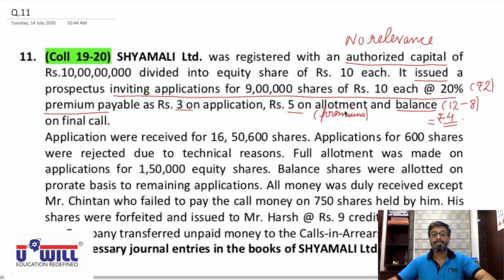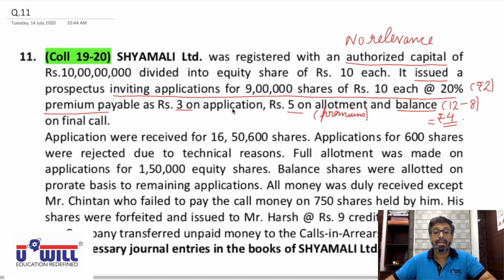And it should be mentioned here, we assume that allotment is the installment which will include premium. So out of 5 rupees of allotment, 2 rupees is premium and 3 rupees is towards the face value. Normally it should be given in the question only. Maybe there is some misprint in the question. So you all can mention in brackets against allotment that it includes premium.